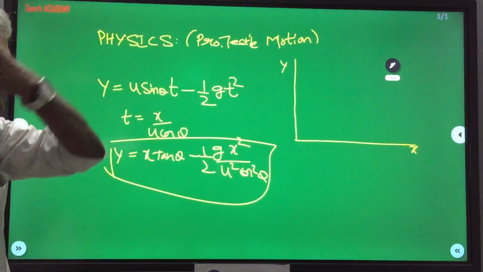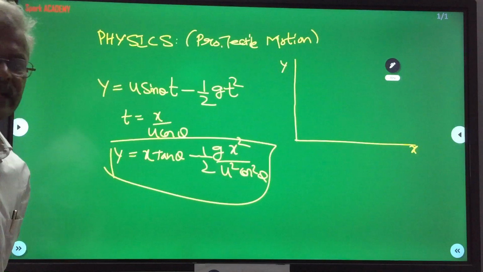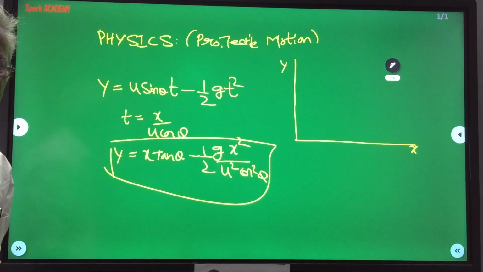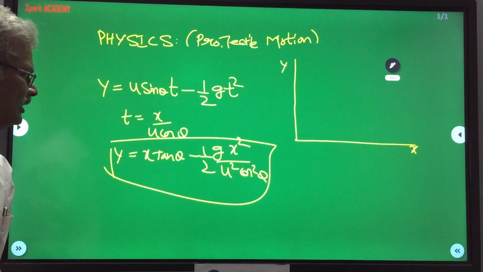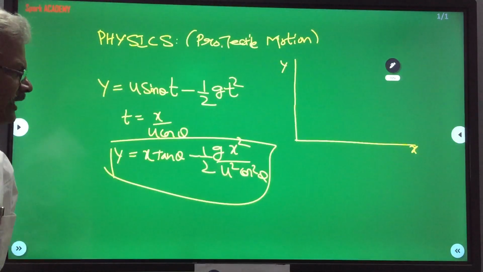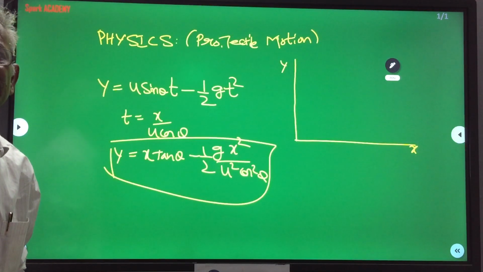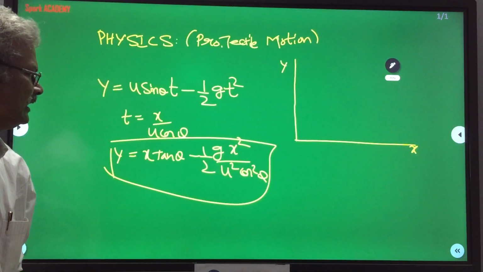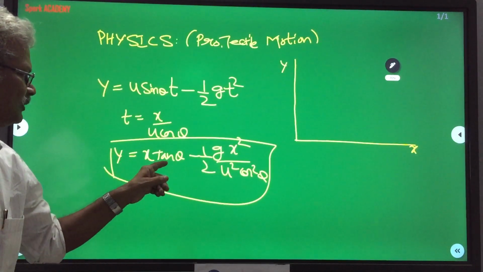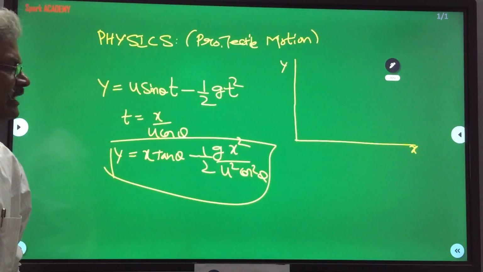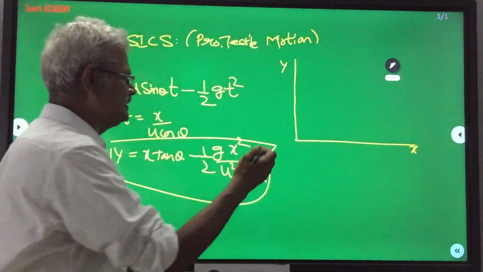Understood? Now this is a quadratic in x. Quadratic in x means what? There are, for a single value of theta, two values of x for the same value of y. For a single angle of projection, there are two x values for the same value of y. That means the same thing.